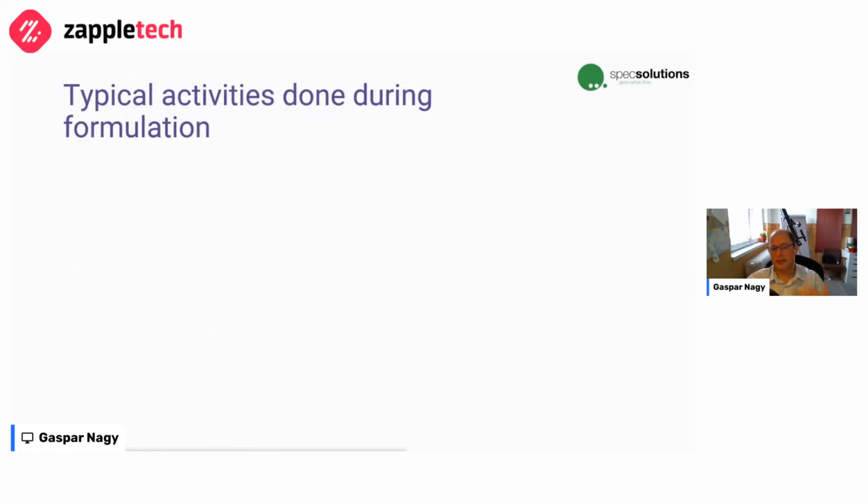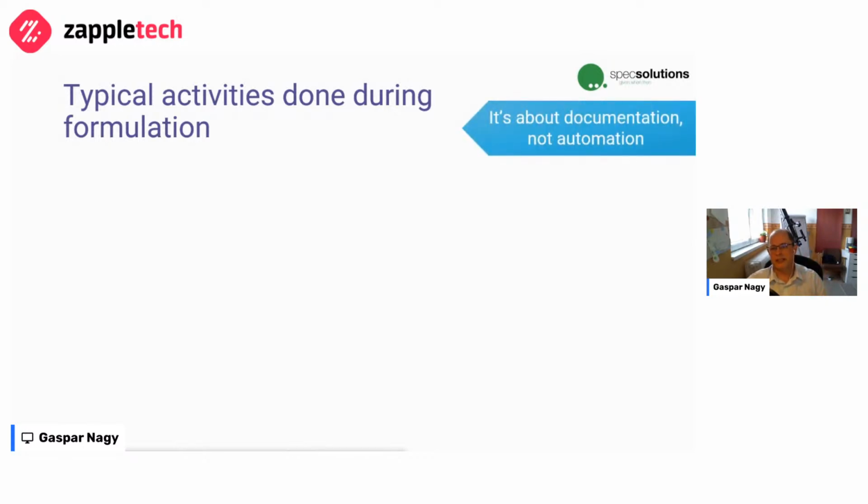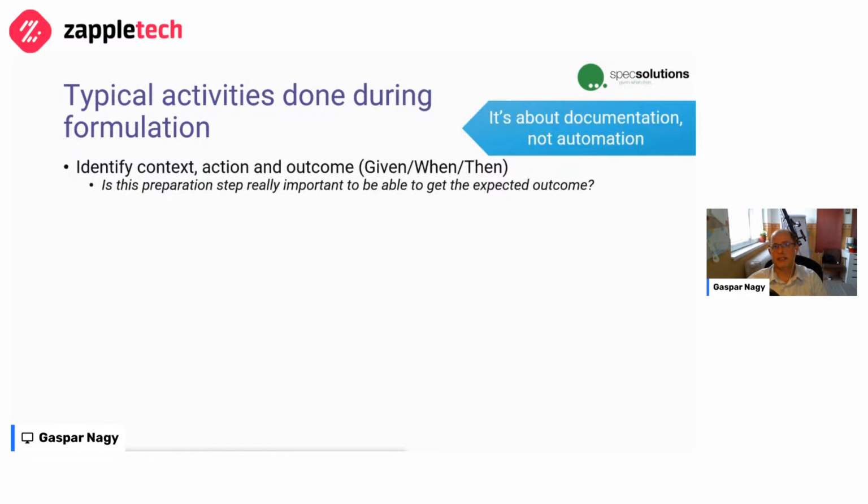So again, I was trying to collect some of the typical activities that you do during formulation. So what kind of things you usually do. And again, just remember that this is all about documentation and not automation. So, for example, you are identifying context, action, and outcome. So identifying what is a given, what is a when, and what is a then. So maybe in a discussion during formulation, you get to the point of asking, is this preparation step really important to be able to get the expected outcome, or would the expected outcome actually also be valid without that? So questioning some of the preparation steps is very typical in a formulation session.